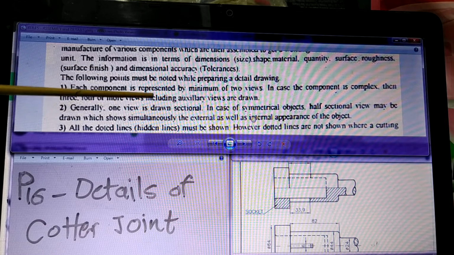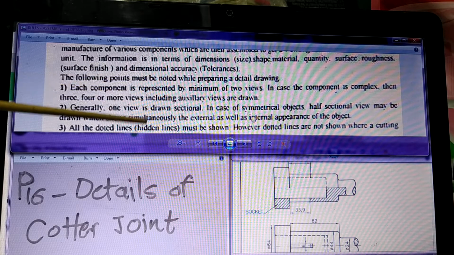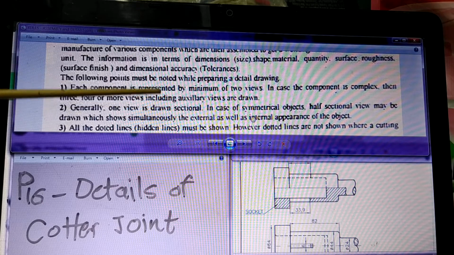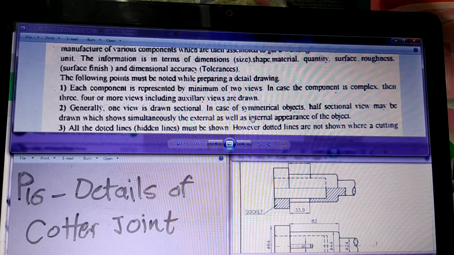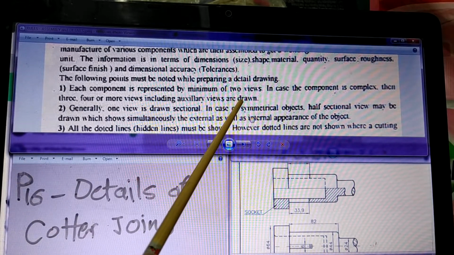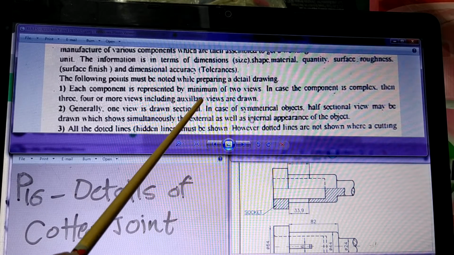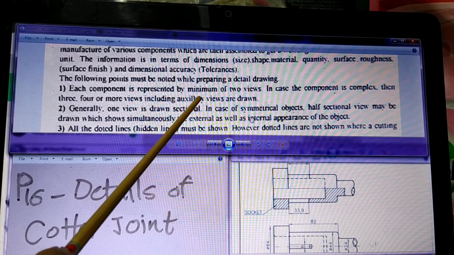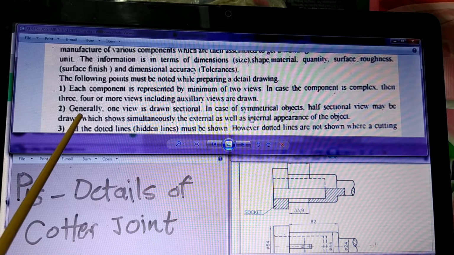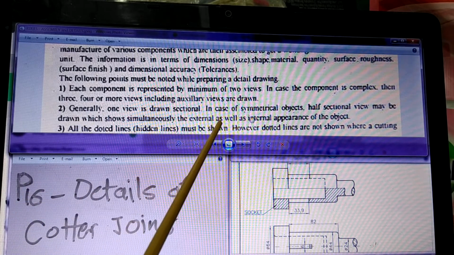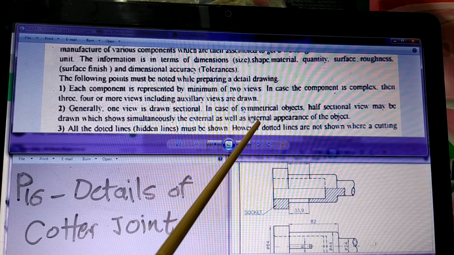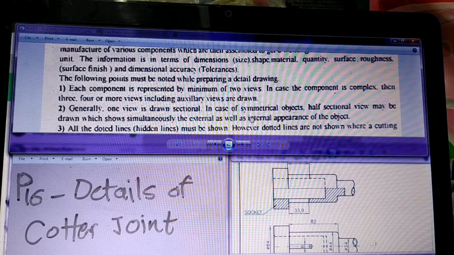Sometimes you may require more than 3 views also, maybe some sectional views and all. Whatever views are required are drawn, including auxiliary views also. So the number of views will be decided by the person who is drawing, based on what the component is. Then generally one view is drawn in section, and in case of symmetric objects, a half sectional view is drawn.